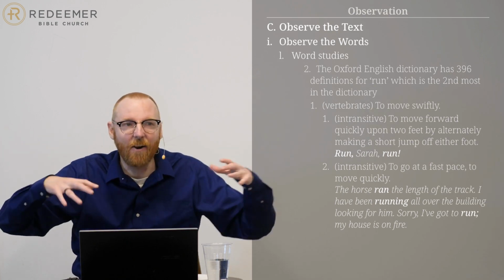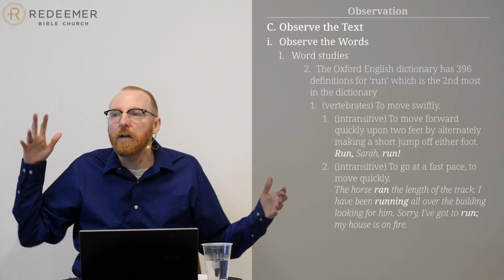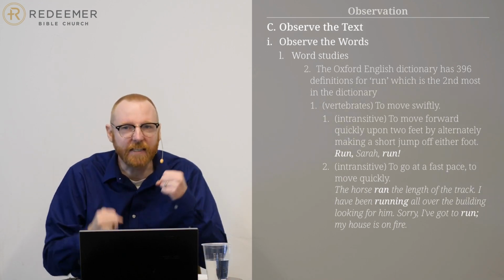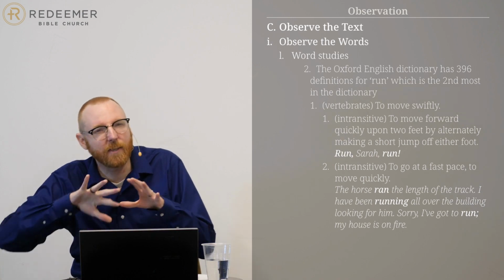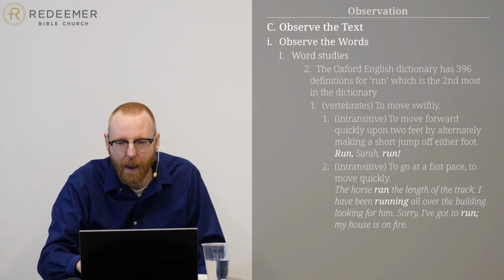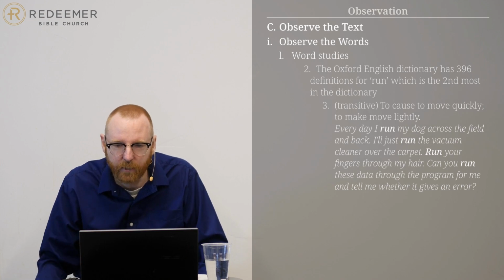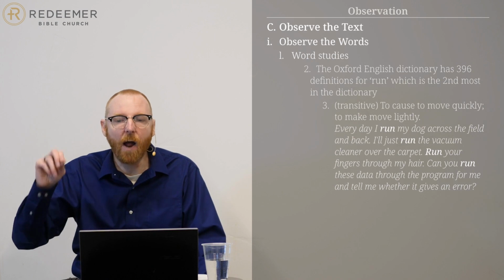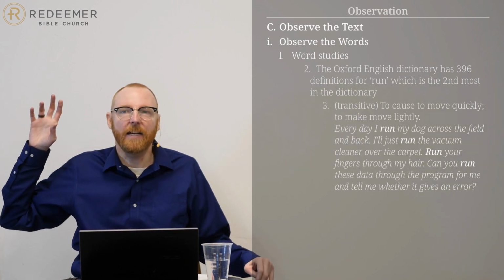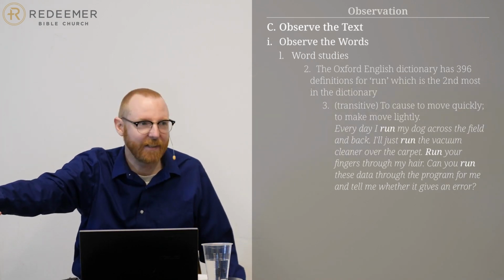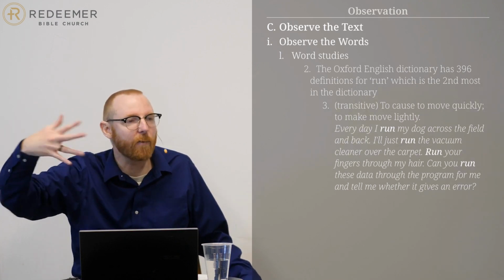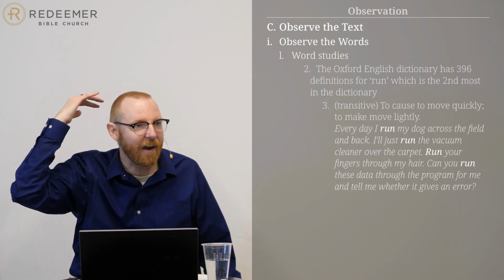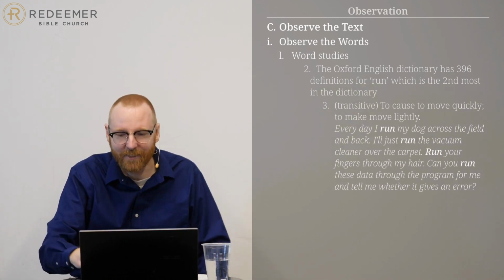So you could see that sometimes run means this, but we get how that meaning clearly is related to the first one. There's the technical definition of running, but then this one's more like just moving quickly. Then you could get into transitive, like every day I run my dog. So now you're making your dog move quickly. You with me? Transitive means it has a direct object. I run my dog. I ran the vacuum. Ran your fingers through the hair. These are some different kinds of usages.